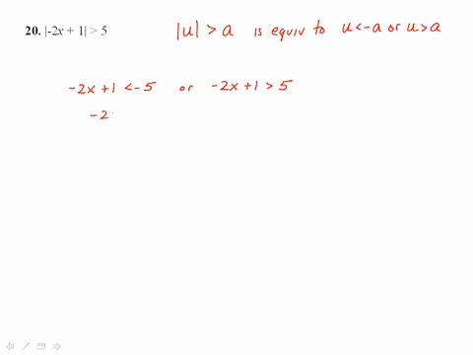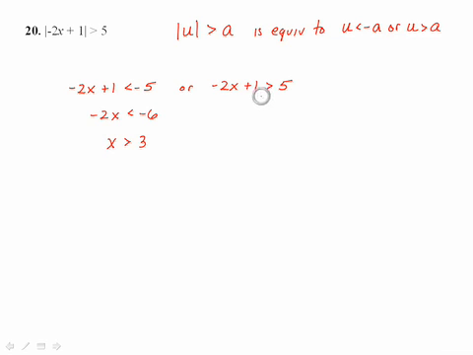On the left, I'll subtract 1 from both sides, and I get negative 2x is less than negative 6. And then I divide both sides of the inequality by negative 2. Remember, when you divide both sides of an inequality by a negative quantity, the direction of the inequality changes. So after dividing both sides by negative 2, I get that x is greater than 3.